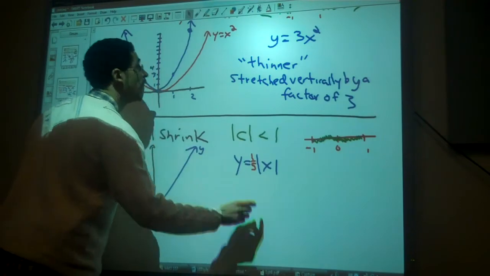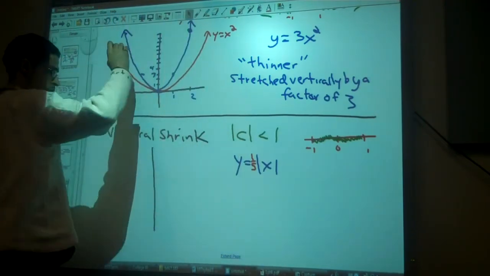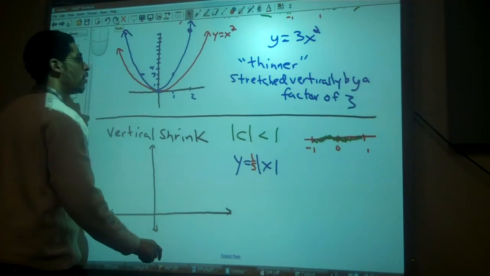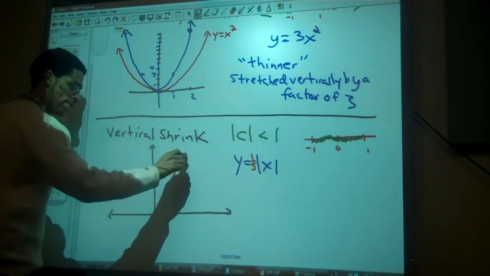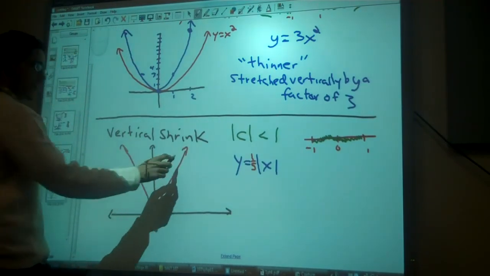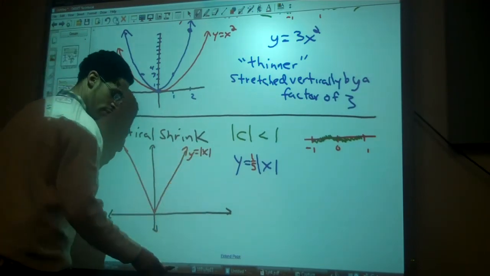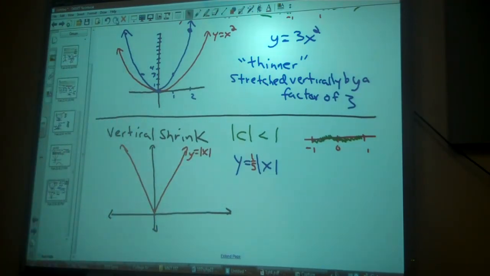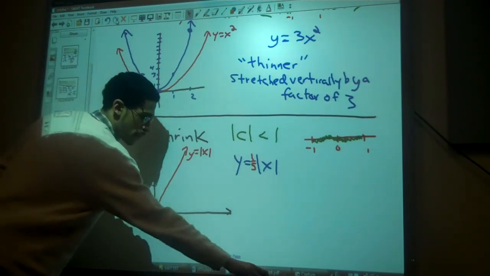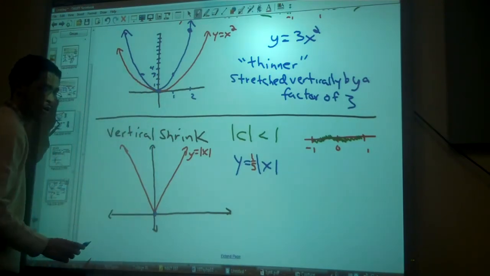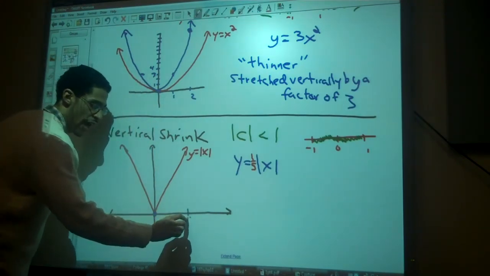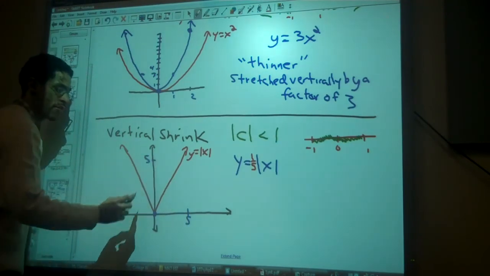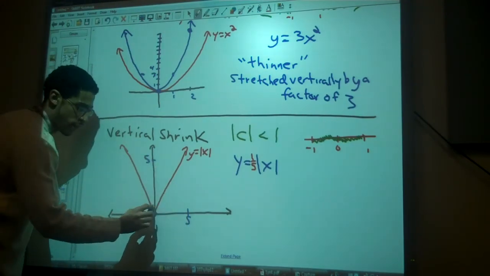I should use a different color. The regular graph is in red. That's the absolute value of x. And I want to multiply every y value by 1/5. So you're off by a factor of 5 from where you used to be. When you're at 0, though, you're still at 0. But when you used to be at 5, now you're at 1.